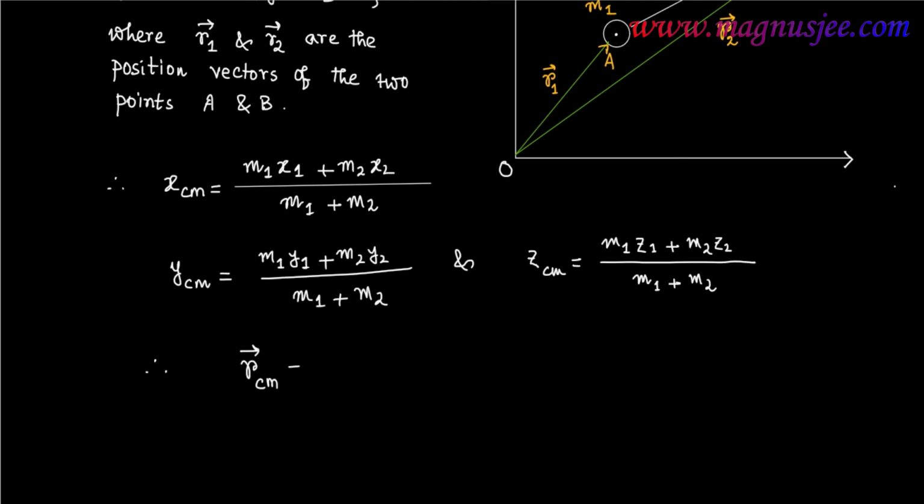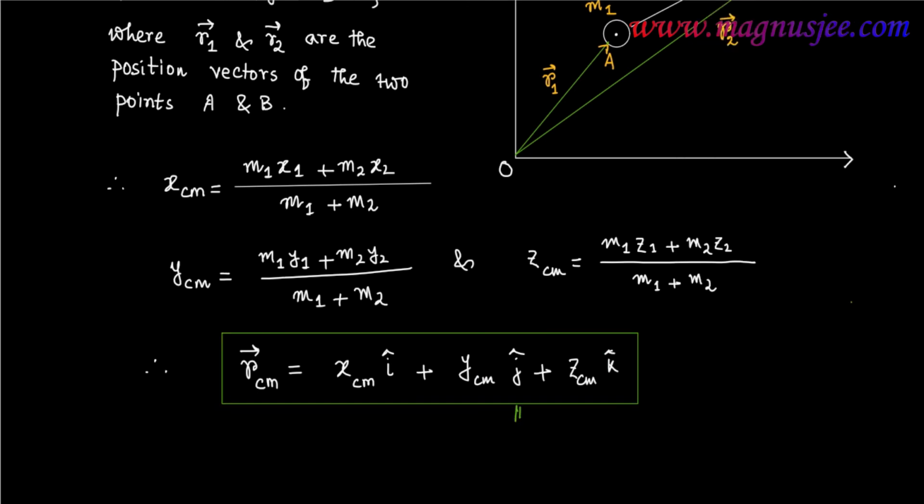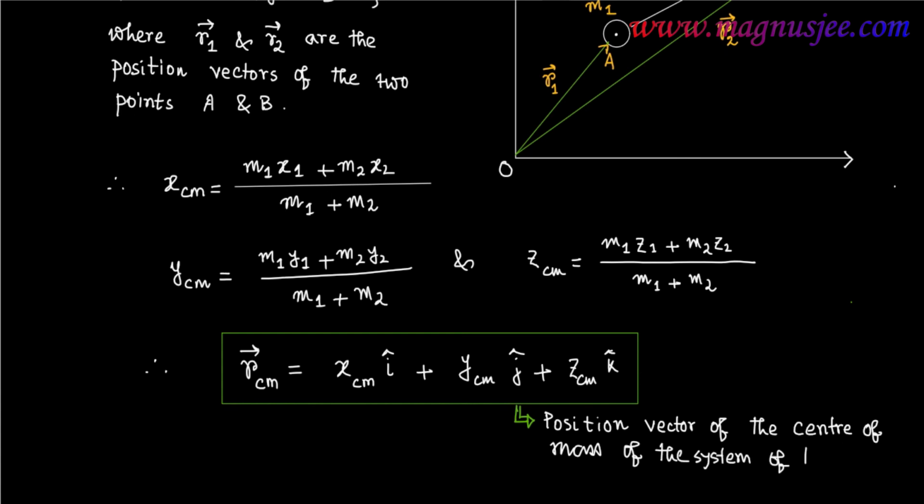Therefore, vector rcm equals xcm i cap plus ycm j cap plus zcm k cap. So this is the position vector of the center of mass with respect to the origin, the position vector of the center of mass of the system of two particles of masses m1 and m2.